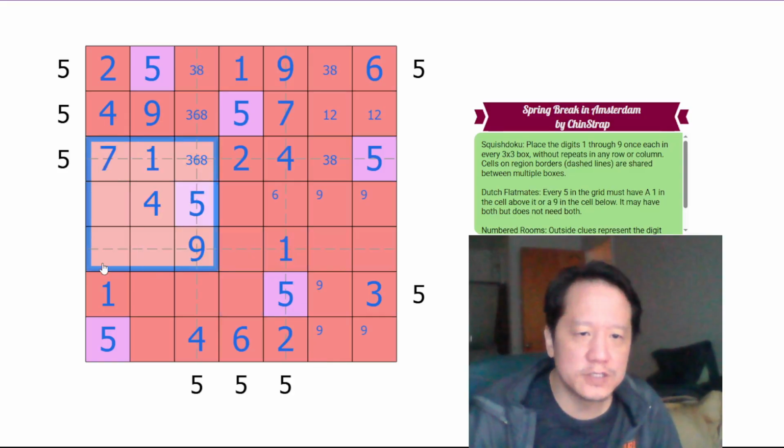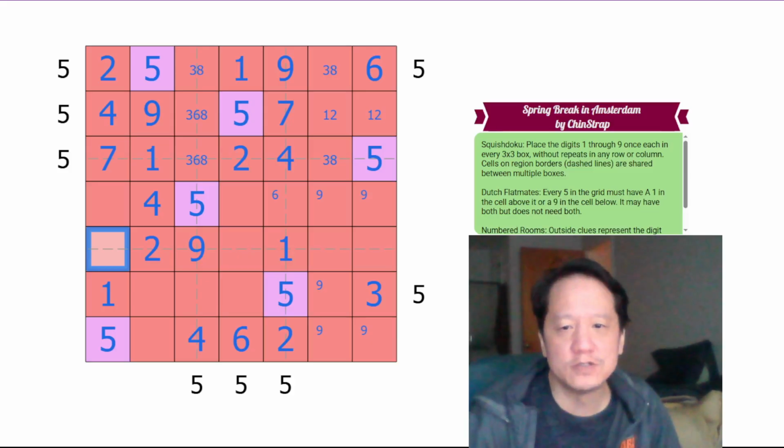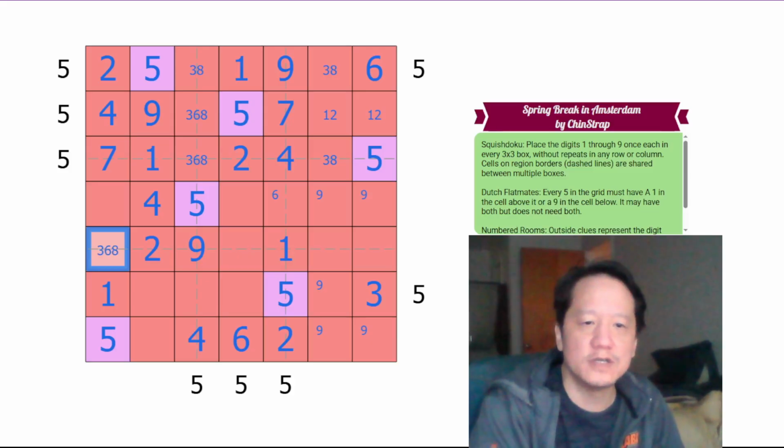Remaining digits in this left central box are 2, 3, 6, 8, but 2 cannot be here or here. Whereas the 2, it has to be here. So that means this is 2, which forces this to be 3, 6, or 8.